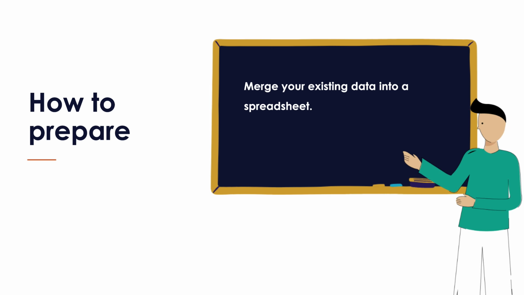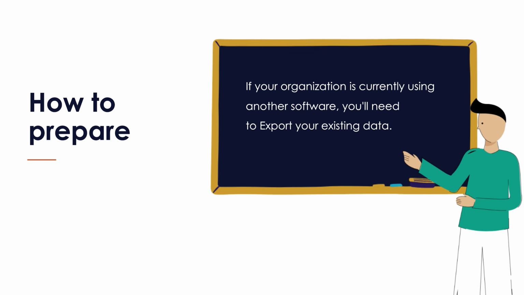Now, the number 1 thing you can do to prepare is to merge all of your data into one spreadsheet. Wild Apricot can only really import information from one spreadsheet at a time. So if you have multiple sheets on your actual spreadsheet software, like sheet 1, 2, and 3, you're going to want to merge all of that data into one single sheet.